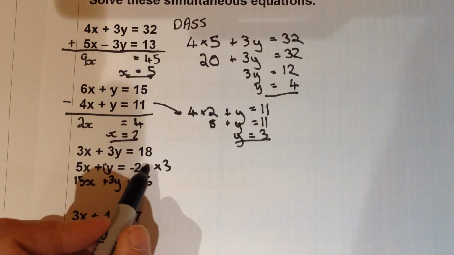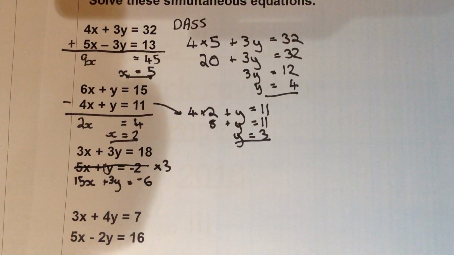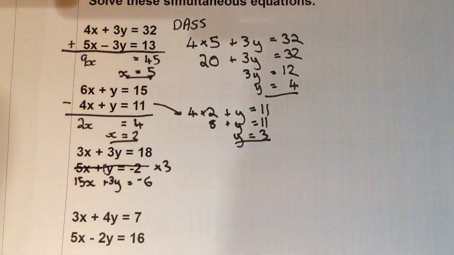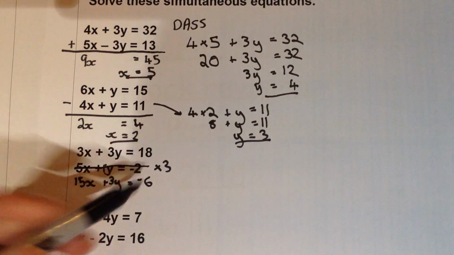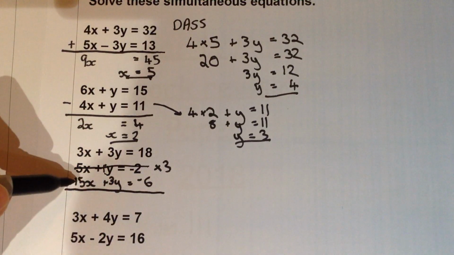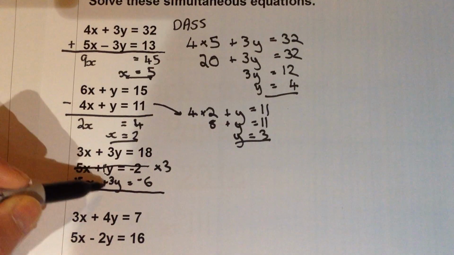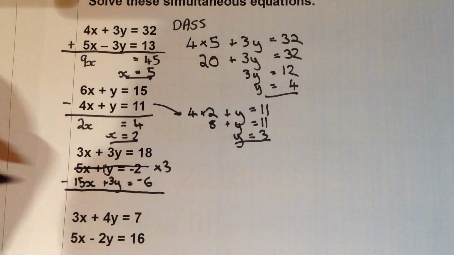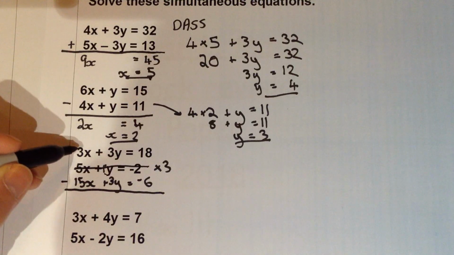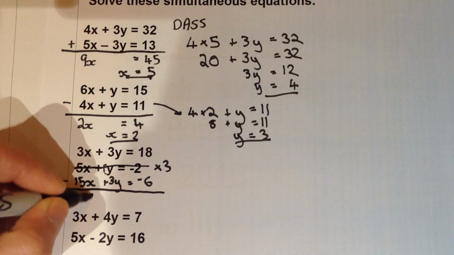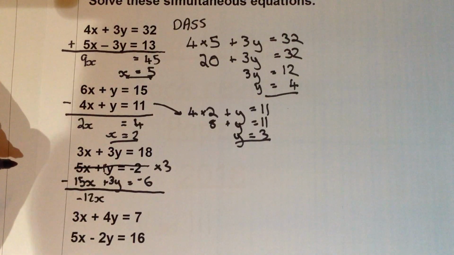At that point, I'm just going to remove that equation so I don't get confused with it. Now, I'm going to either add or subtract the two equations. Because we've got a plus and a plus, that means they're the same, so I subtract. 3x take away 15x, just be careful, would give us minus 12x.